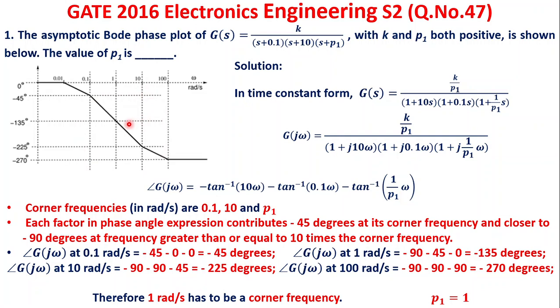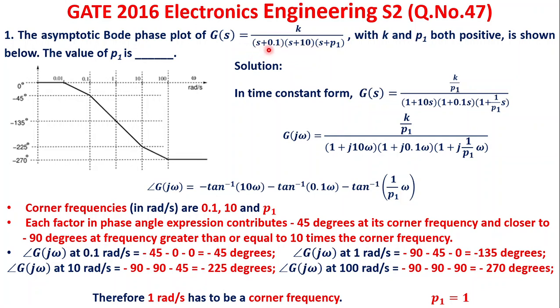Normally it is the habit of visualizing the asymptotic magnitude plot, but in this question they have given the asymptotic phase plot. So how to approach this particular question? See, very simple. First of all, we should write the transfer function in time constant form. Time constant form means I should have only 1 plus sT factors.